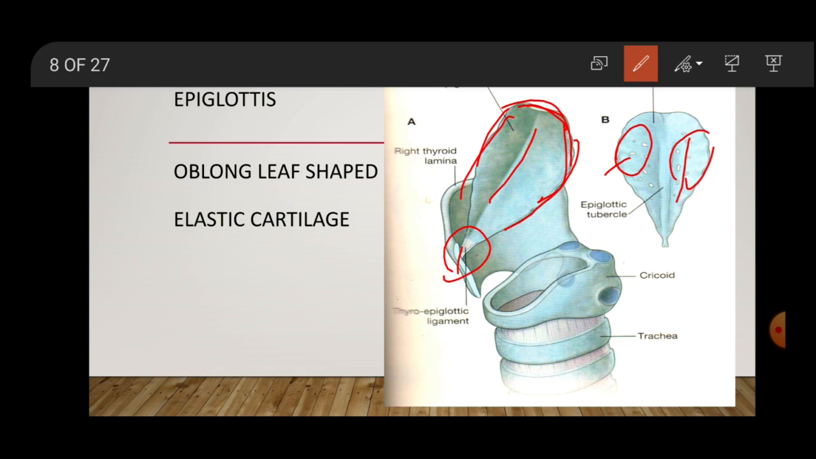The lower half of both the surfaces is lined by respiratory epithelium, and in the posterior surface you see small pits, which are produced by small mucosal glands. Okay, and then you have the two lateral margins. This gives attachment to the aryepiglottic fold in its lower part. So these are the features of the epiglottis.